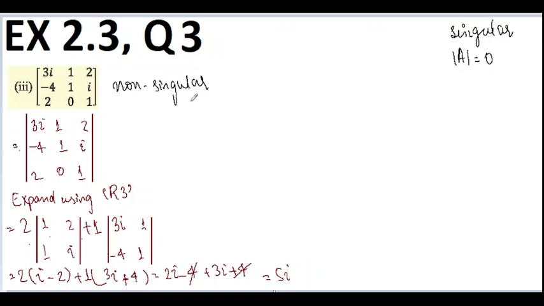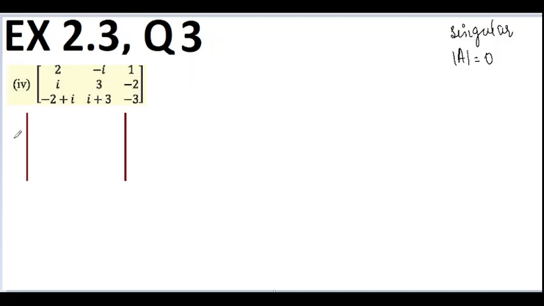Now we are going to do part 4. This is your part number 4. Again, writing it in the form of determinant, which is equals to, okay, 2, then iota, and then minus 2 plus iota. For this column we have minus iota, 3 and iota plus 3, and then 1, minus 2 and minus 3.